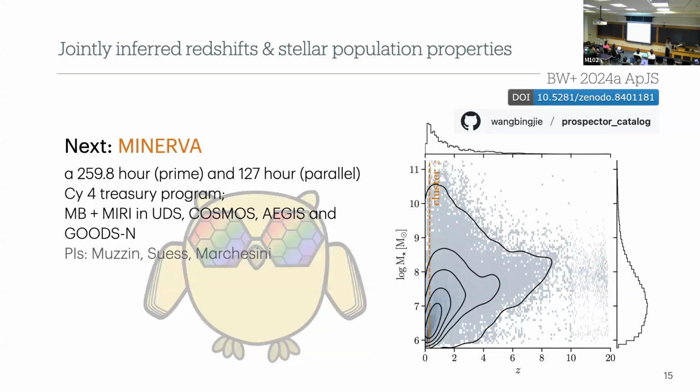What's next? Well, we had a pleasant surprise that a program got approved. There's a Cycle 4 treasury program. It will take a little bit under 200 hours in primary orbit and a couple of 100 hours in parallel to take all the medium bands in four legacy fields. Those are all CANDELS fields. I'm not doing the stellar population modeling, but the framework is going to be the same, so we'll have a very consistent modeling process across all those fields.